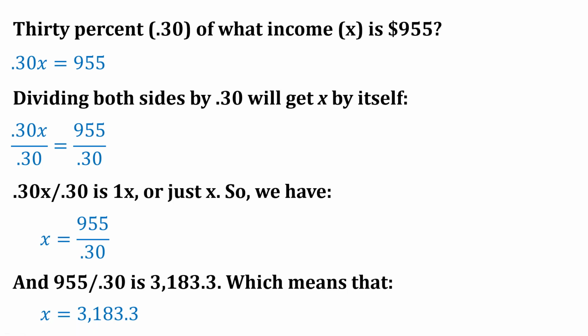Well, the point of this was to get this procedure here. This is what we need to do. In order to figure out the income, we need to divide whatever the monthly rent is by 0.30.